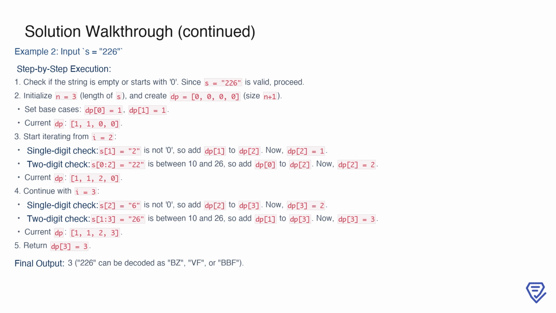Next, we move to i equals 3. The single-digit check shows s2 is 6, which is valid, so we add dp2 to dp3, making dp3 equal to 2. For the two-digit check, the substring s1:3 equals 26, which is also between 10 and 26, so we add dp1 to dp3, updating dp3 to 3. The final dp array is 1, 1, 2, 3. Returning dp3 gives us 3, meaning 226 can be decoded as BZ, VF, or BBF.